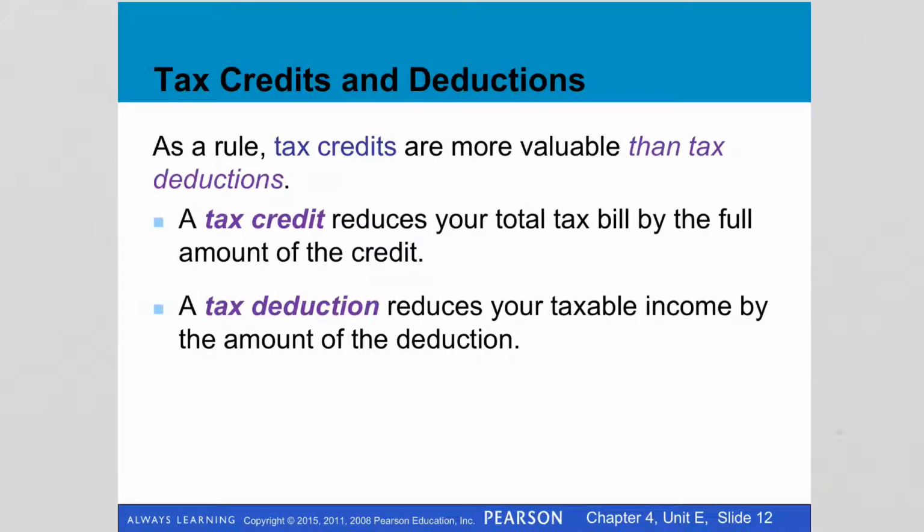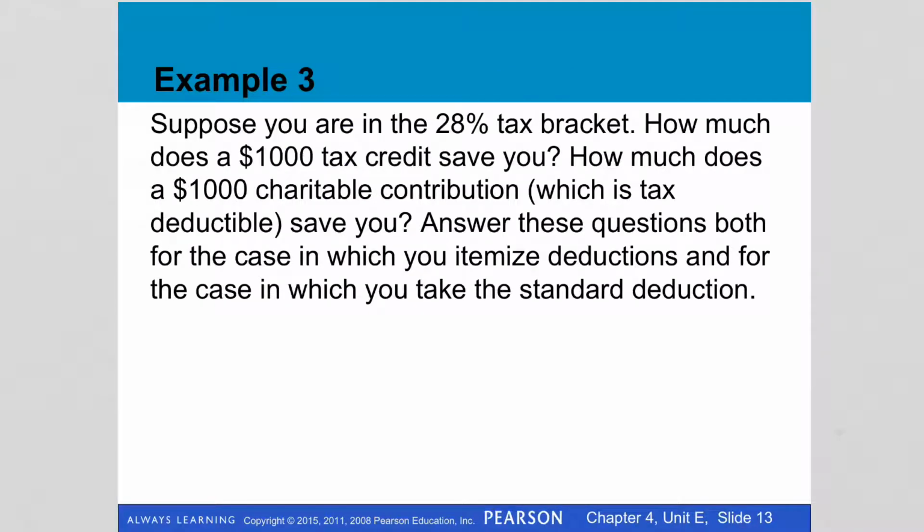As a rule, tax credits are more valuable than tax deductions because a tax credit reduces your total bill by the full amount of the credit. A tax deduction just takes off from your taxable income. A credit subtracts from what you owe. Example 3 says, suppose you are in the 28% bracket. How much does a $1,000 tax credit save you? How much does a $1,000 charitable contribution, which is tax deductible, save you?